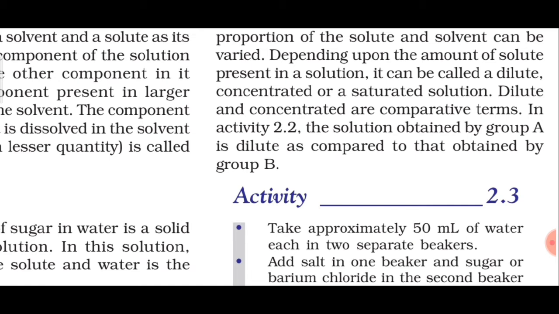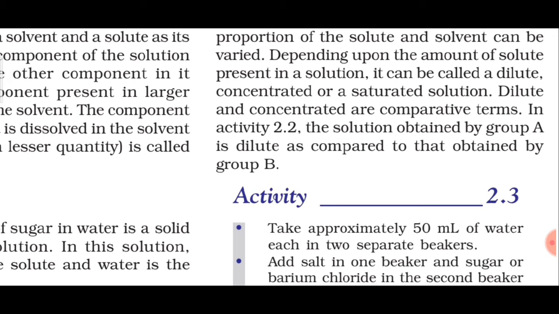We know that in a solution there are two components. One is solute and the other one is solvent. Solvent is generally that compound which is present in the major quantity, the major component you can say, and solute is the minor component which is generally present in the lesser quantity, which is getting dissolved in the solvent. So how can we decide whether to call a solution dilute, concentrated or saturated? We can call it based on the amount of solute present in the solution.